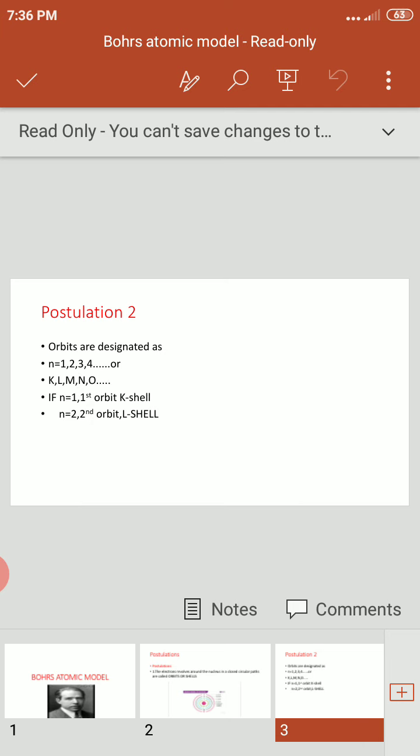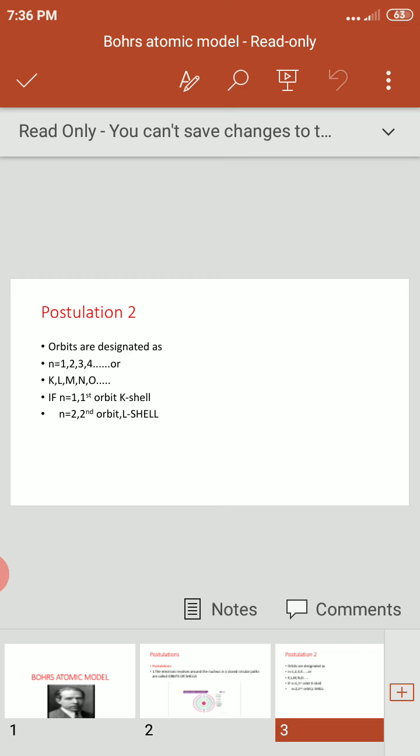An atom has many orbits. How can we recognize those orbits? We cannot find out the location of an orbit, so we have to give numbers to those orbits. Niels Bohr designated those orbits as n equals 1, the first orbit; 2, the second orbit; 3, the third orbit; 4, the fourth orbit. Here n is the principal quantum number.